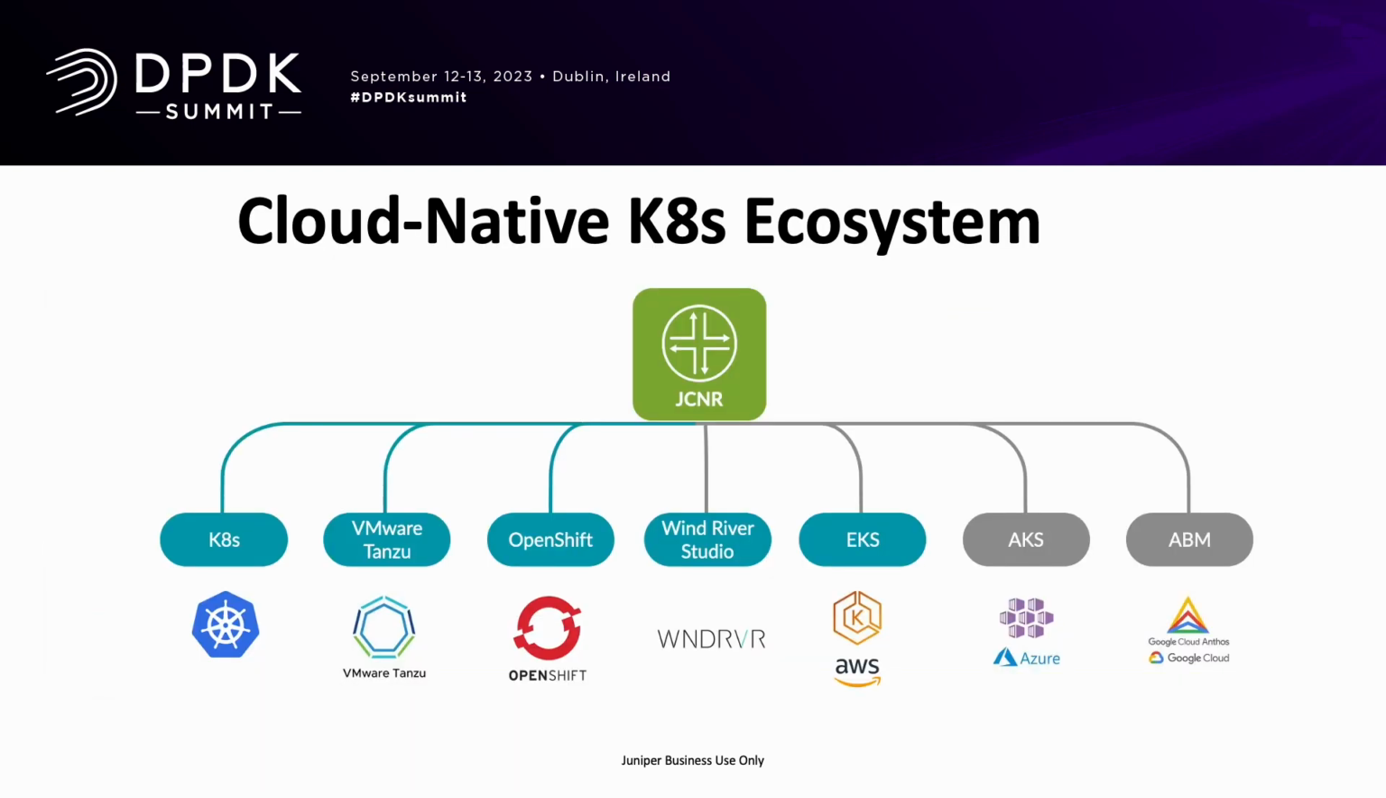The slide shows the different cloud native Kubernetes ecosystem environments where the JCNR, which has the DPDK vRouter underneath, can run, starting from Kubernetes to Red Hat OpenShift, public clouds like AWS, Azure, Google Cloud. We also have support for VMware Tanzu and Wind River.